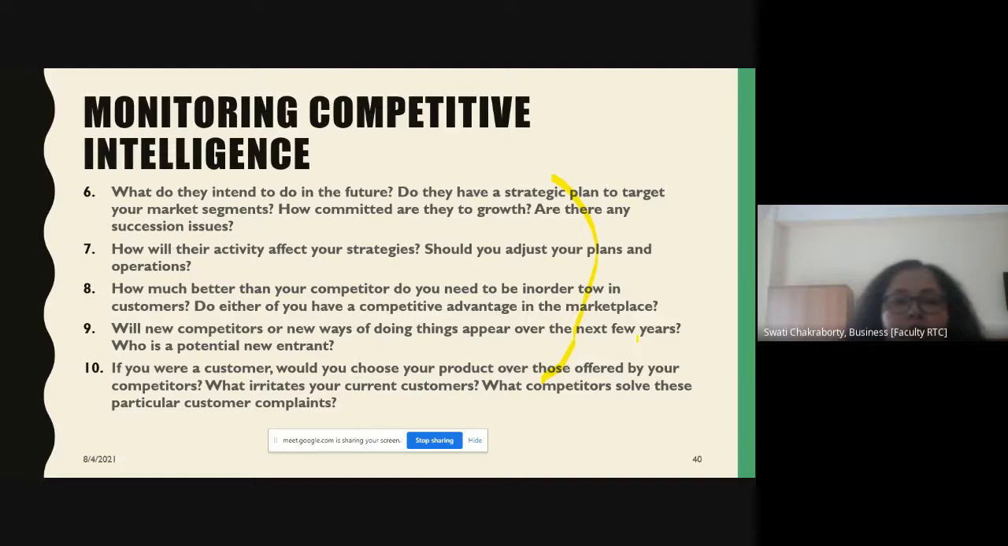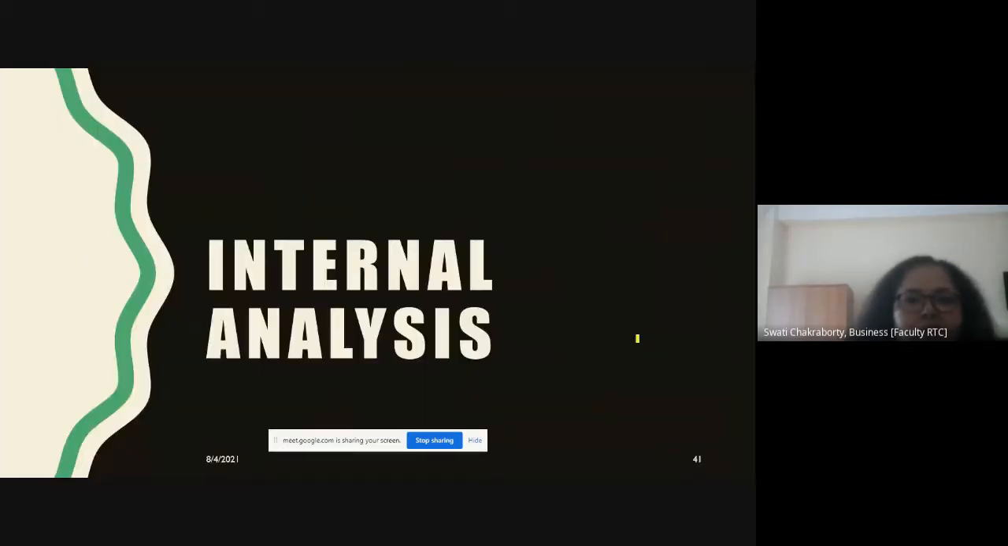Will new competitors or new ways of doing things appear over the next few years? Who is a potential new entrant for you? If you were a customer, would you choose your product as compared to those offered by your competitors? What are the factors which irritate your current customers? Which competitors are actually solving these customer complaints? So you have to think of this.